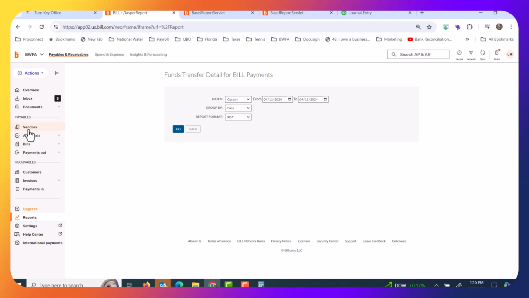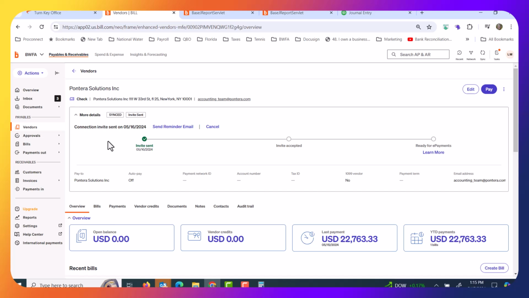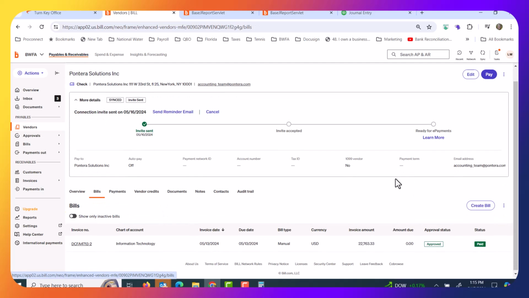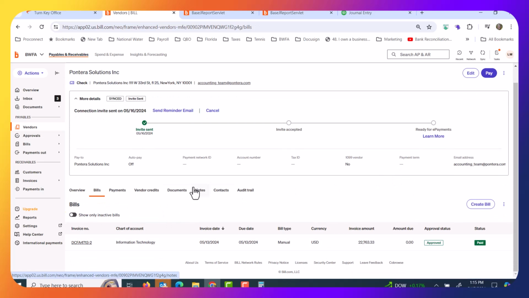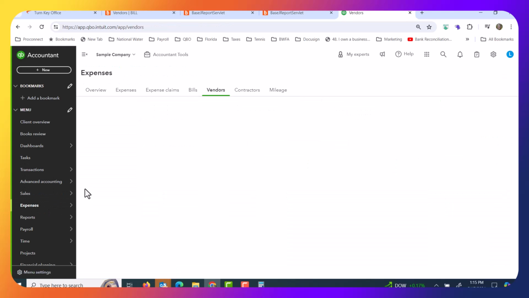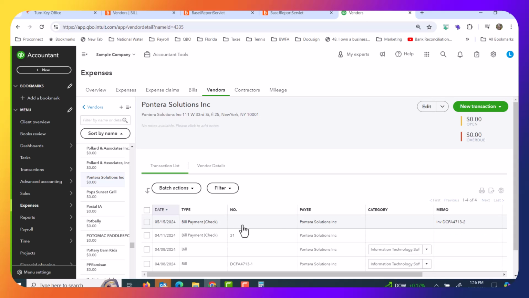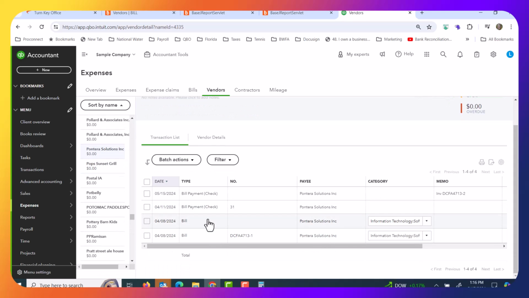So let's look at vendors, Pantera, and we look at their bills. I only have one bill here, and it's been paid. So let's see what I have in QuickBooks. Let's go to Expenses, Vendors, Pantera. And look, I have two bills. I have a duplicate bill and a duplicate bill payment.